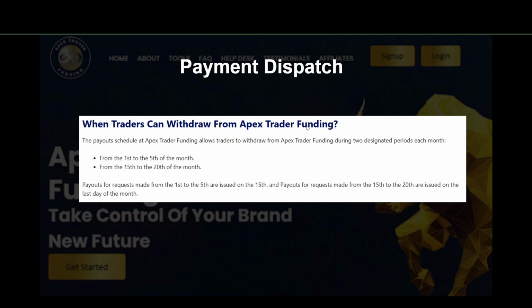With Apex Trader Funding payout policy, you can efficiently manage your earnings and withdrawals. Remember to adhere to all trading rules and maintain your minimum balance to ensure smooth transactions. By following these simple steps, you'll be well on your way to accessing your profits seamlessly.